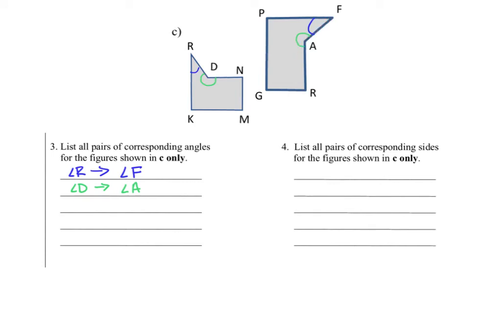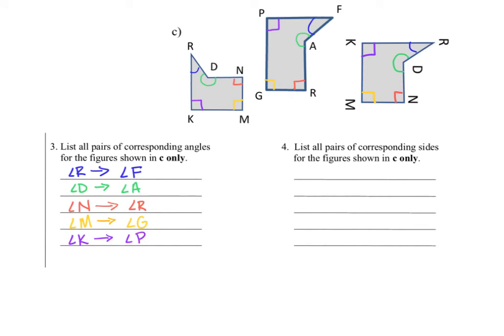Now I'd like you to try finding the other corresponding angles. So next, find the corresponding angle with N, then find the corresponding angle with M, and last, find the corresponding angle with K. Okay, I've rotated the shape so you can help see the corresponding angles. So angle G corresponds to M, R corresponds to N, P corresponds to K. So it's simply taking this original shape, and if you rotate it, it would be very similar to this image.